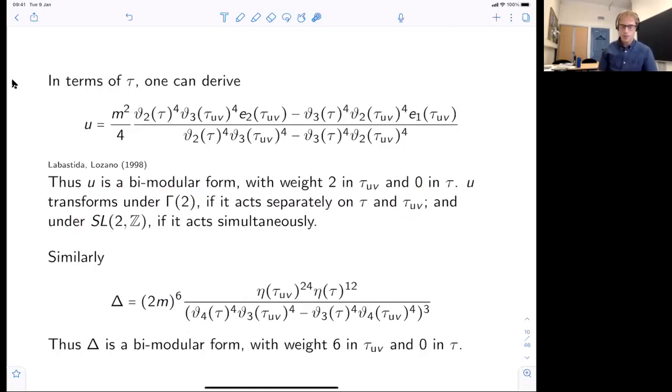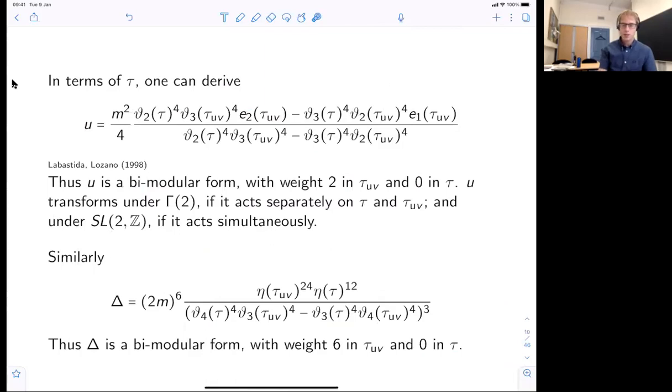Okay. And similarly, we can have an expression for delta, which takes a more compact form. And this is a bi-modular form of weight six in tau UV and zero in tau. Okay. Are there any questions? Okay.